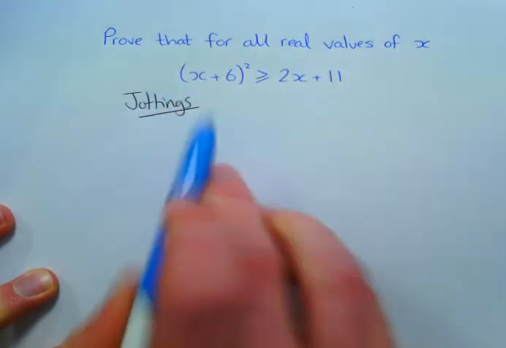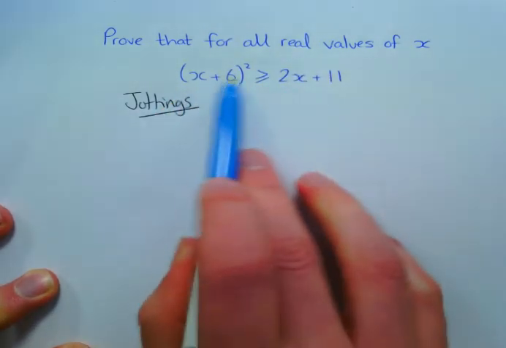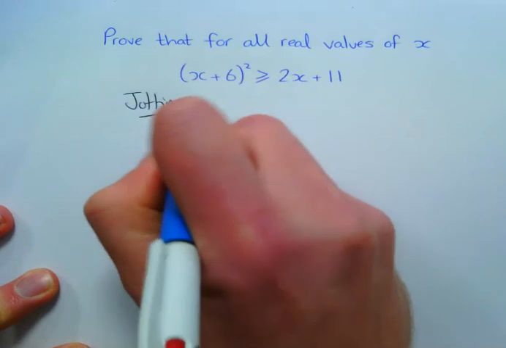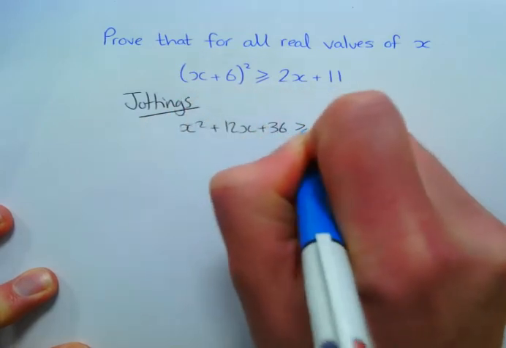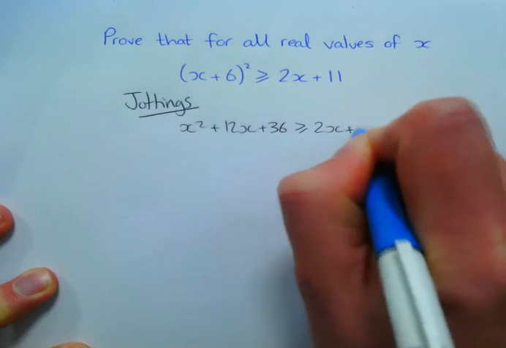Now, looking at that, the only thing I can think of doing is expanding it. So that's what I'm going to do. So x squared plus 12x plus 36 is going to be greater than or equal to 2x plus 11.